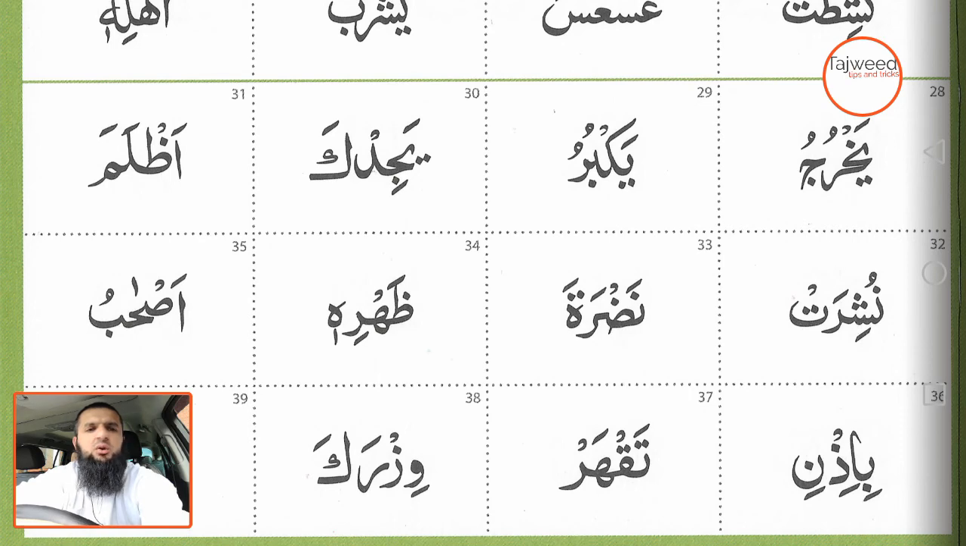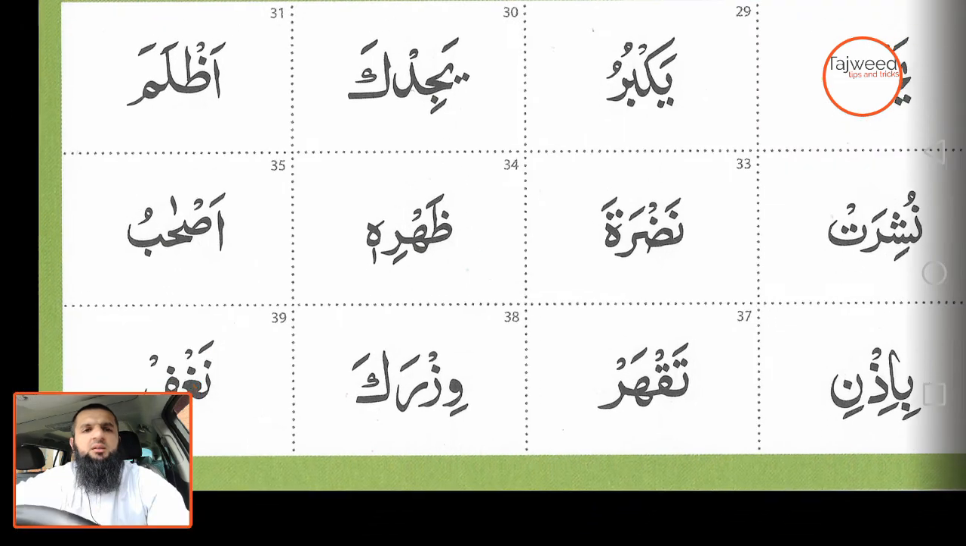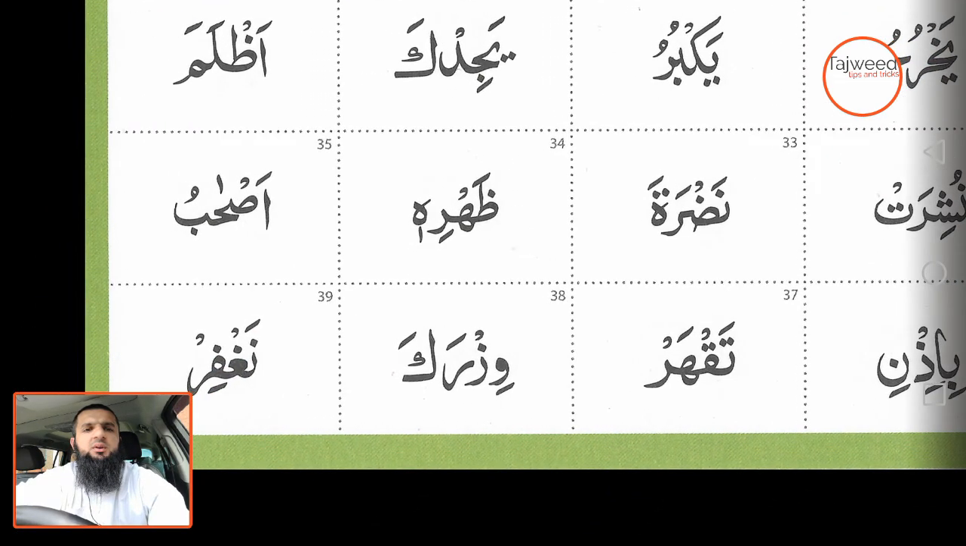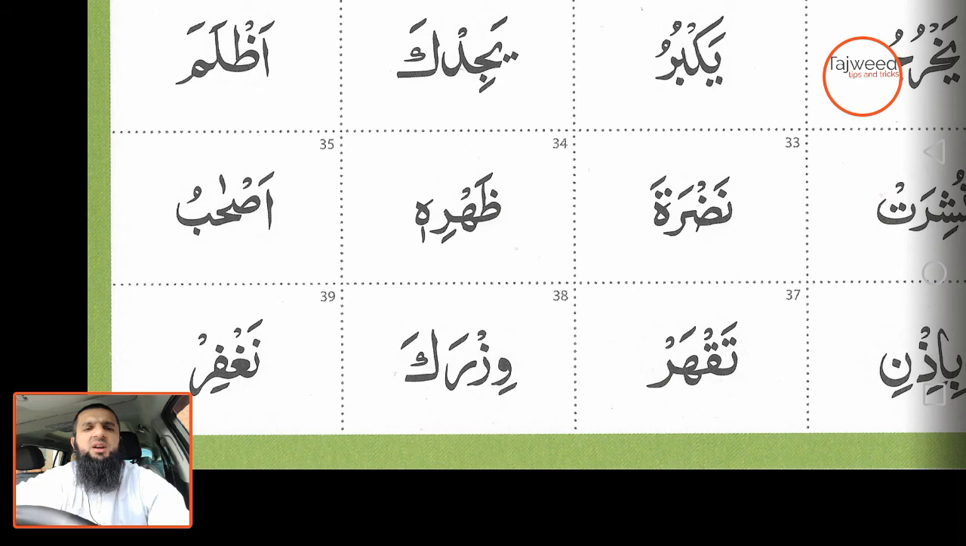Wizraka. And then the final one. Noon joins the ghain with the fatha. Nagh. Fa joins the ra with the kasra. Fir. Naghfir. Okay, and there we have it.